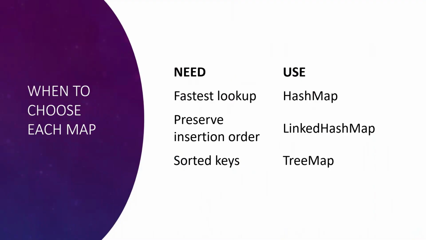So when do you choose each map? If you need the fastest lookup, HashMap, because HashMap got the lookup. If you want to preserve insertion order, but you don't really need sorting, LinkedHashMap is for you. But if you want your keys sorted, TreeMap might be better for you.